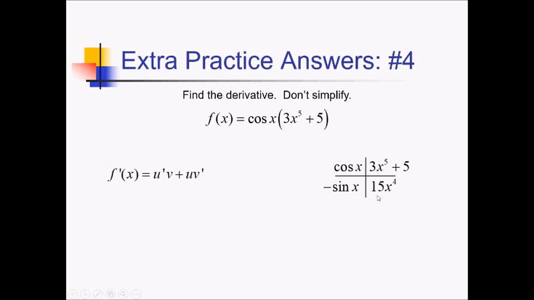Using the ribbon to put it back together, we have negative sine of x times parentheses 3x to the fifth plus 5 plus cosine of x times 15x to the fourth. Not simplifying, so there we are.